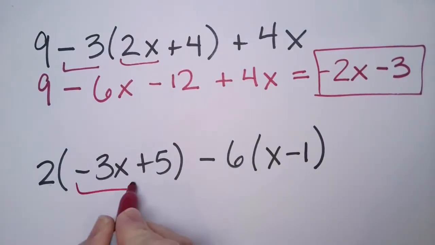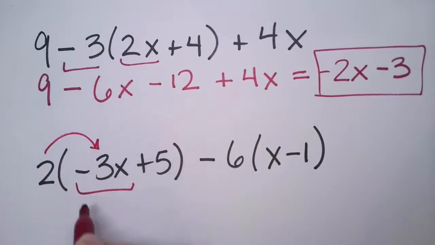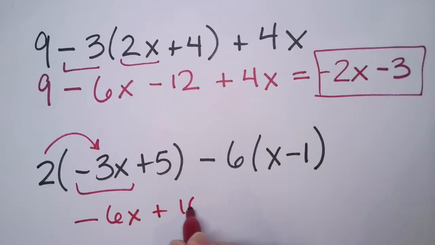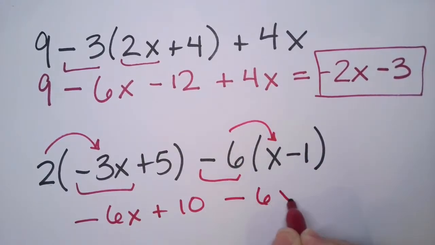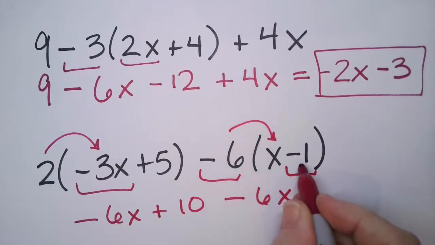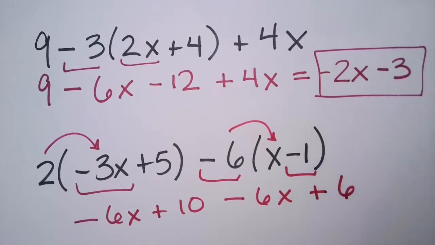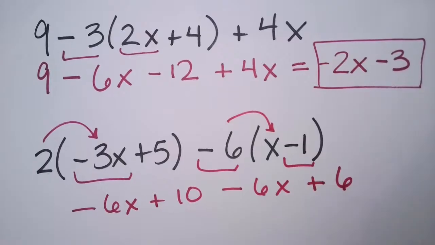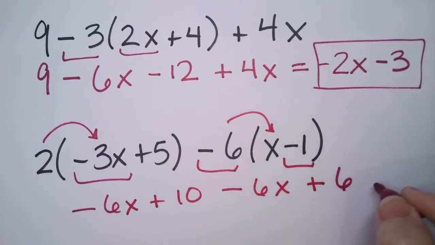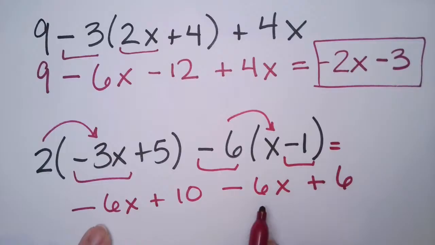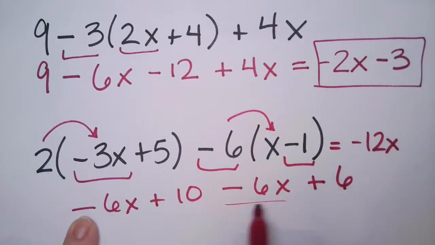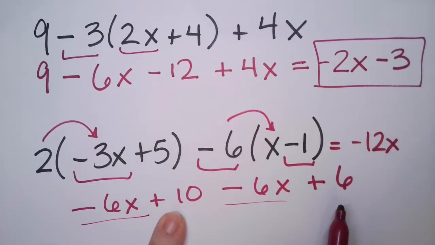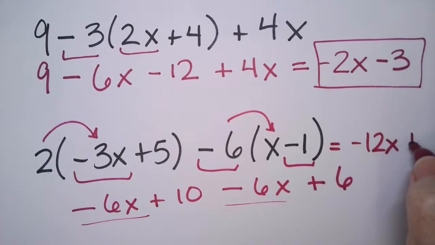All right, 2 times a minus 3x is negative 6x. 2 times 5 is 10. Minus 6 times x is a minus 6x. Minus 6 times minus 1 is a plus 6. So that's going to give me minus 12x, because these are minus 6x and minus 6x, the whole thing. And then I have plus 10 plus 6. So it's plus 16.